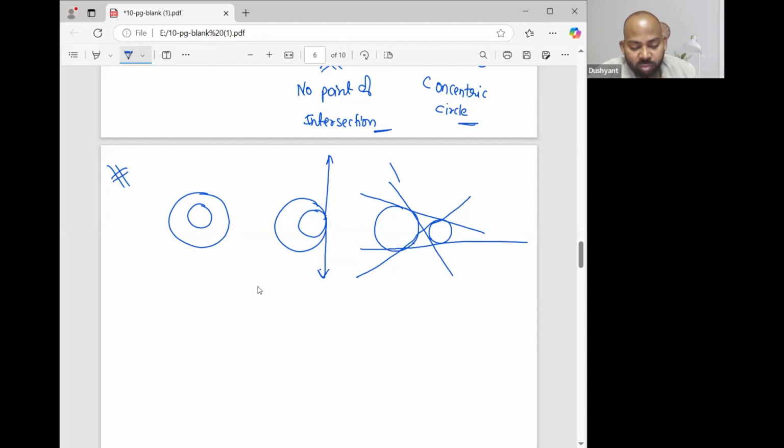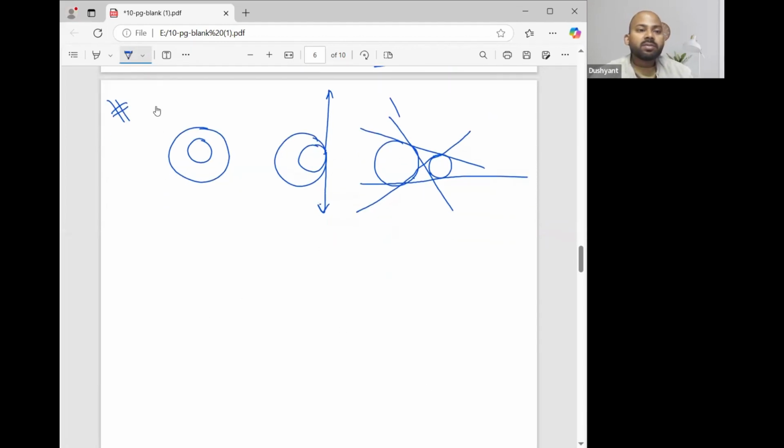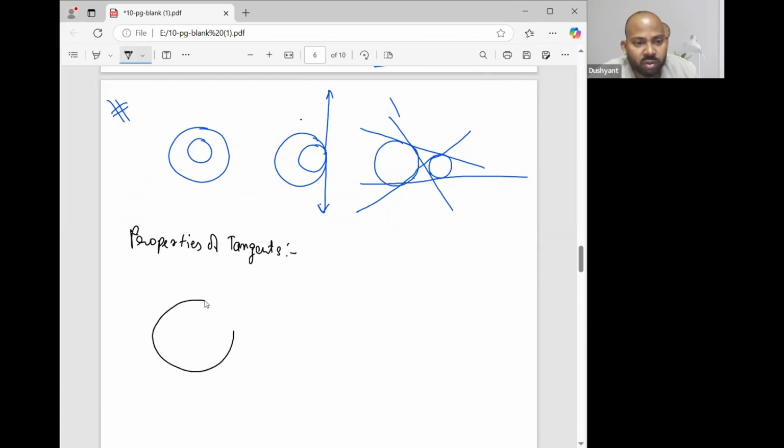Now the tangents are done using the proper tangent. Now, properties of the tangents. Have a look. Some properties of tangents. So see, the tangent at the point of contact, at the point of tangency.